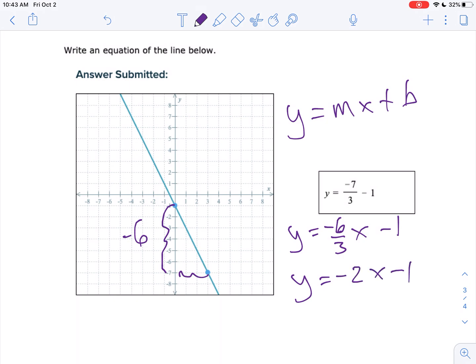Write your slope as a fraction or as a whole number, or in this case an integer, but don't write it as a decimal, because that doesn't make sense, because slope is rise over run.